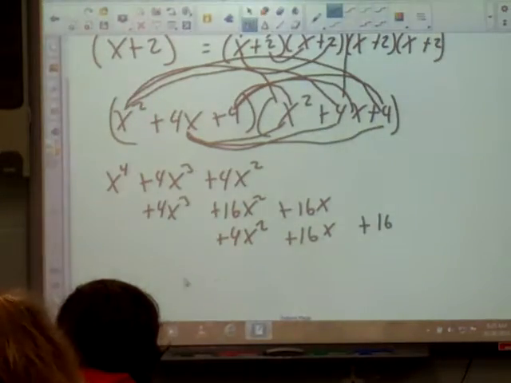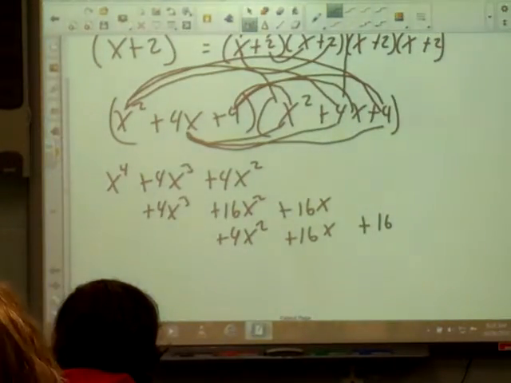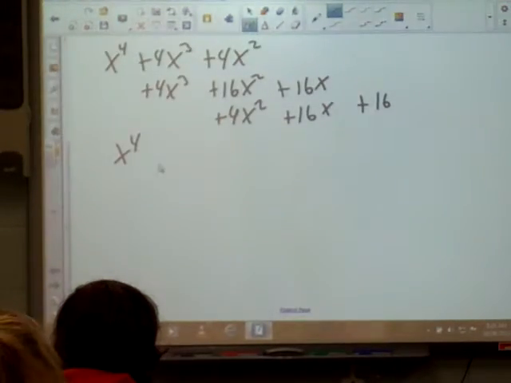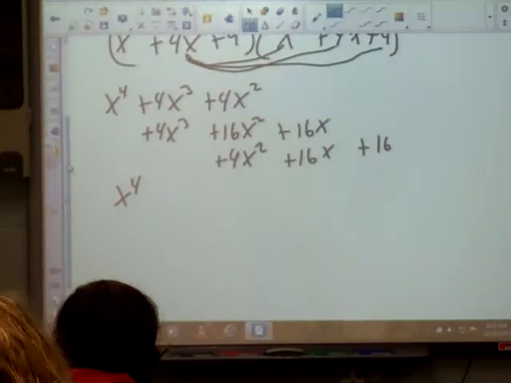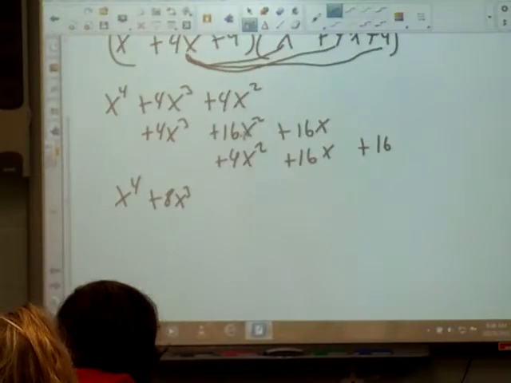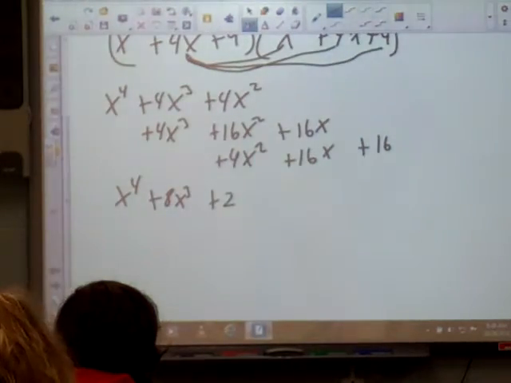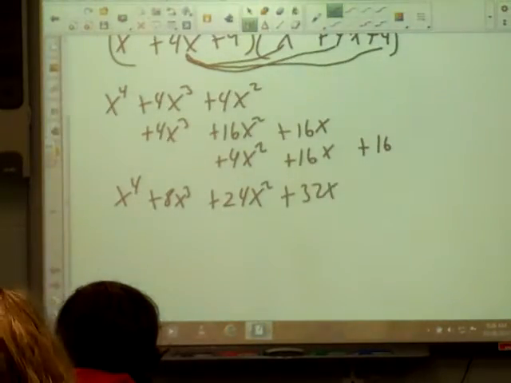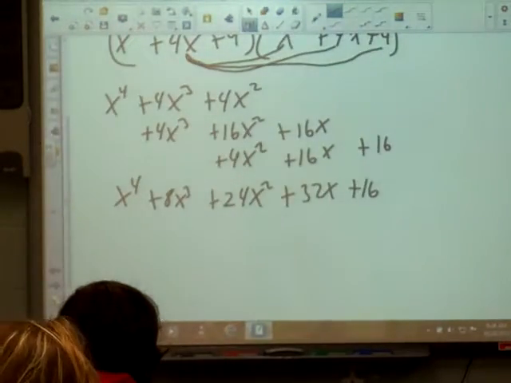Alright, so I've got all my like terms lined up. So I'll bring down that x to the 4th. 4x cubed and 4x cubed is 8x cubed. 4, 16 is 20, and 4 more is 24. 32, 16, and 16. Good.